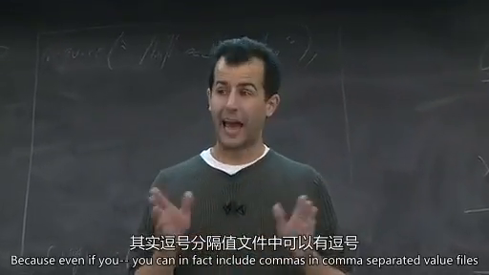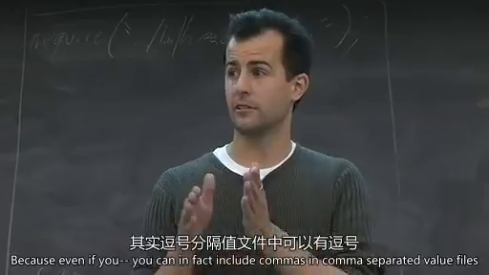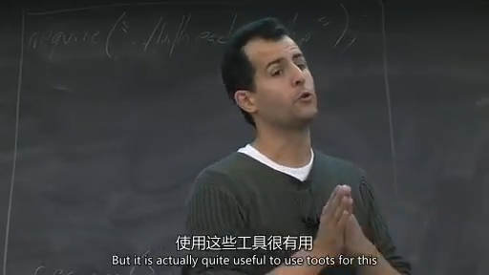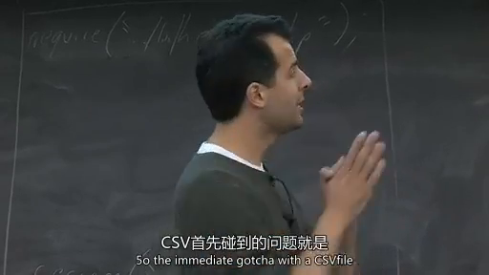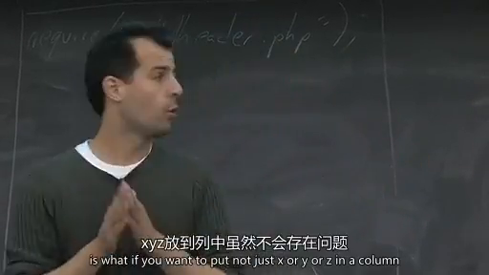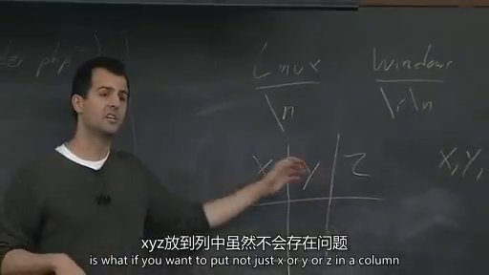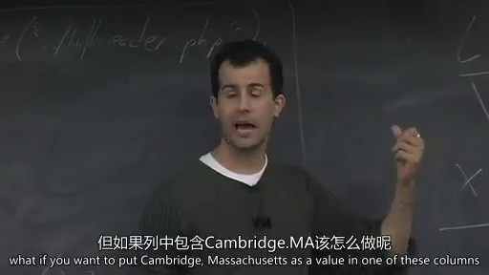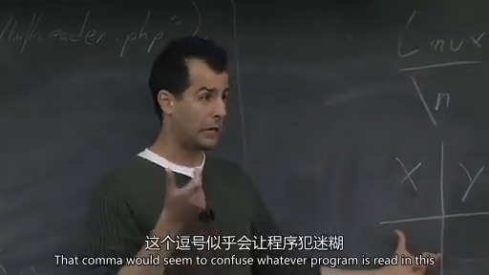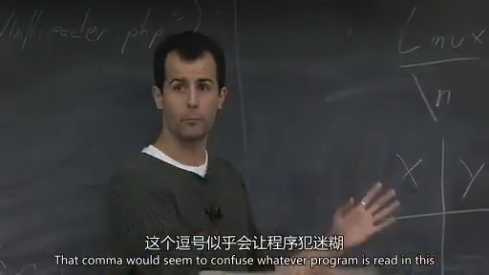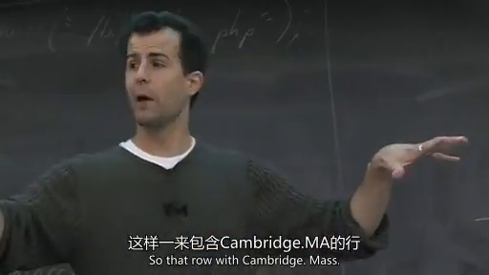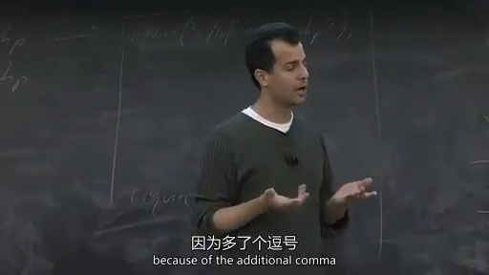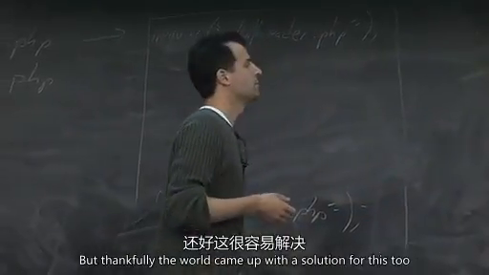Even if you can in fact include commas in comma separated value files, and same for tabs and pipes, it is actually quite useful to use tools for this. So the immediate gotcha with a CSV file is what if you want to put not just X or Y or Z in a column, what if you want to put Cambridge, comma, Massachusetts as a value in one of these columns? That comma would seem to confuse whatever program is reading this so that that row with Cambridge, Mass actually has an extra column in it because of the additional comma. Well, thankfully, the world came up with a solution for this too.